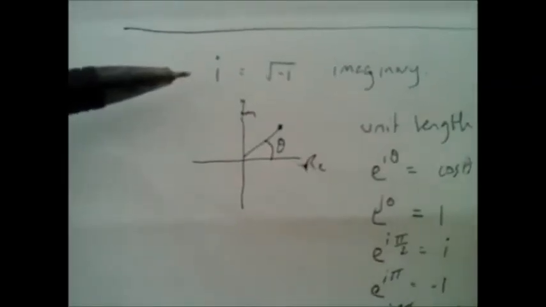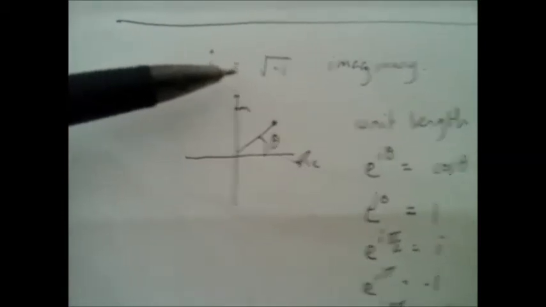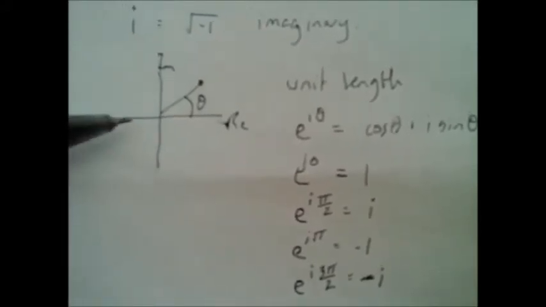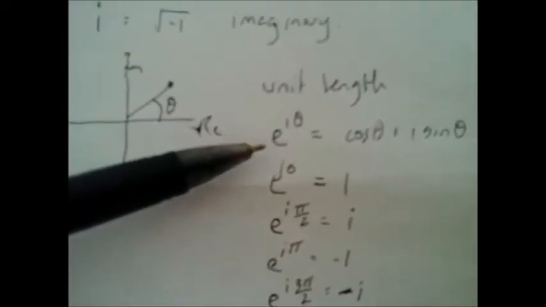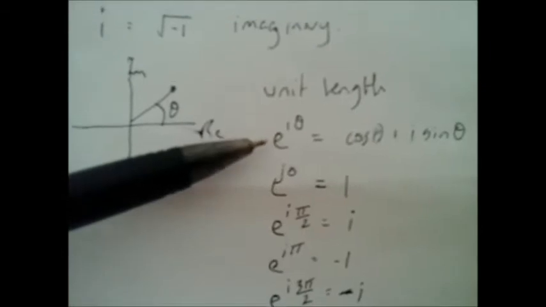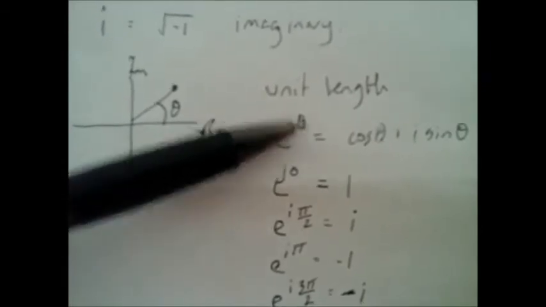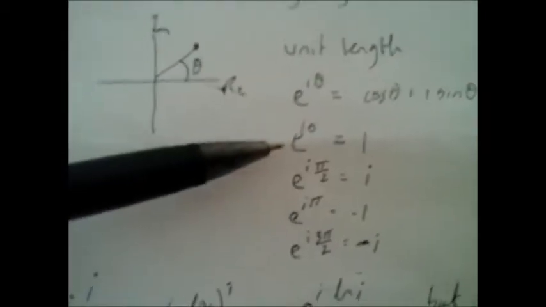Right, i is an imaginary number. It equals the square root of minus 1. Now, if I draw the unit length on an Argand diagram as a complex number with real and imaginary parts, the Cartesian form is cos theta plus i sine theta. The polar form, using Euler's identity, is e to the power i times theta. Now I can make some simple statements with this.